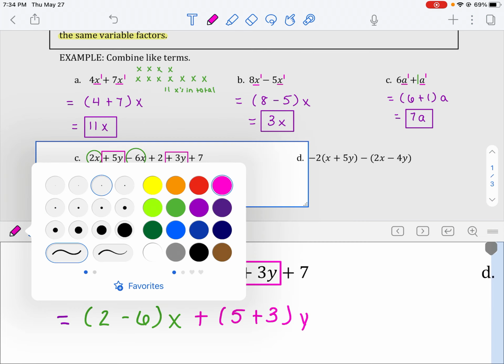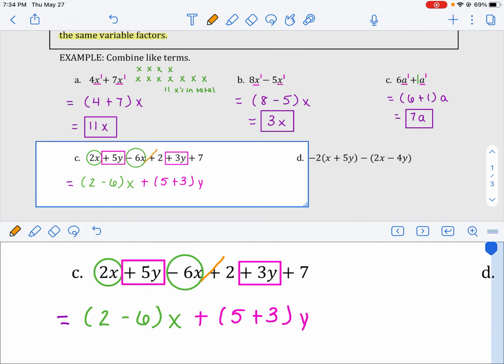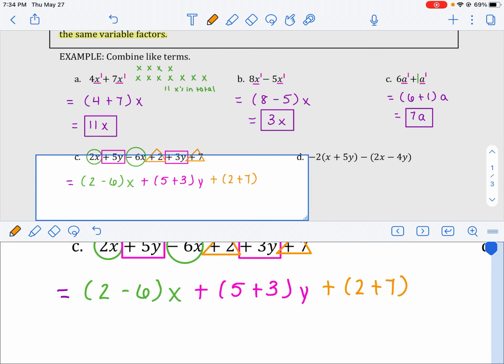And then lastly, we're going to deal with the constants. And like I said, I like to use different shapes to help me visualize what I'm combining. So I've got a 2 and a 7. So I'm going to combine the 2 and the 7 together. Those are going to be my like terms. So notice I grouped the x's together, the y's together, and then the constants together.